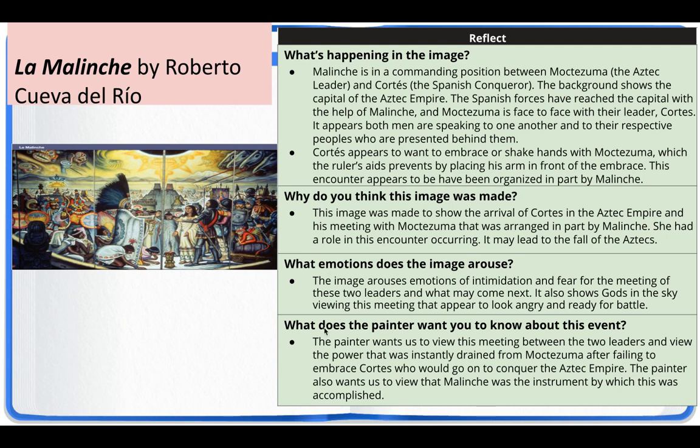Finally, the painter of this image would want us to view this meeting between the two leaders and view the power that was instantly drained from Montezuma after failing to embrace Cortez, who would go on to conquer the Aztec Empire. And the painter also wants us to view that Malinche was the instrument by which this was accomplished, that she certainly had a role that had to do with the fall of this empire.